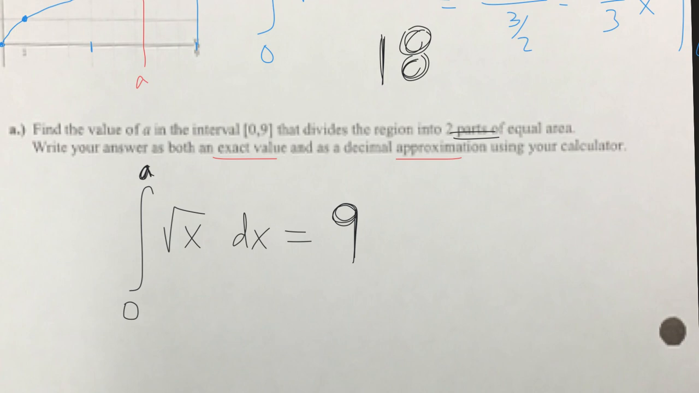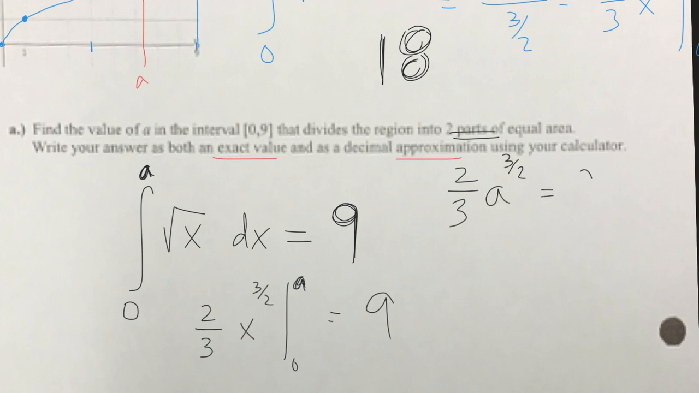Okay, so of course your calculator can tell you this pretty quick, but let's do it by hand. Once again, the antiderivative of root x is 2/3 of x to the 3/2 power. Evaluated from 0 to A, that needs to equal 9. So when I plug in A, I get 2/3 of A to the 3/2 power equals 9. So now it's just a matter of getting A by itself. So first, let's multiply by 3/2.